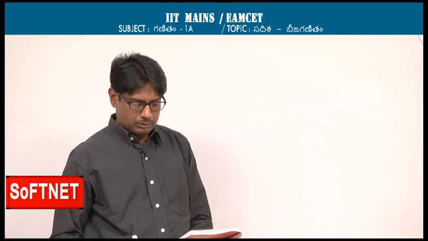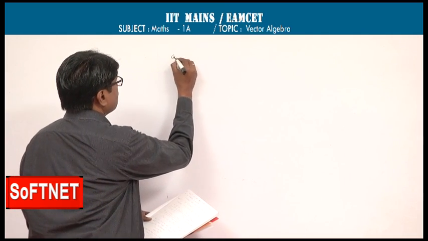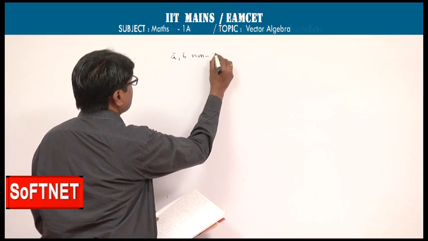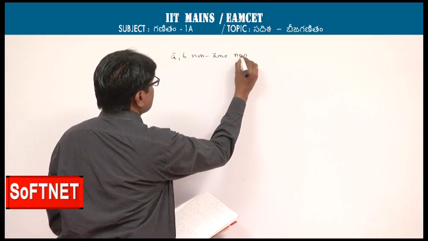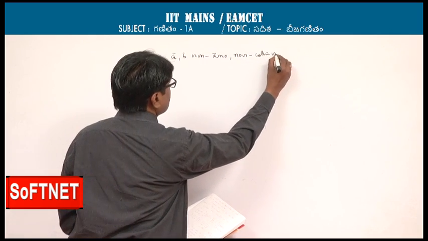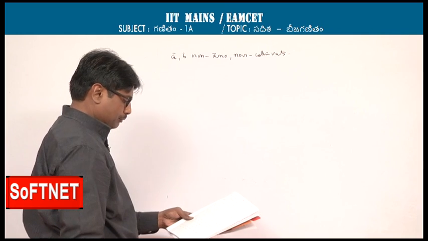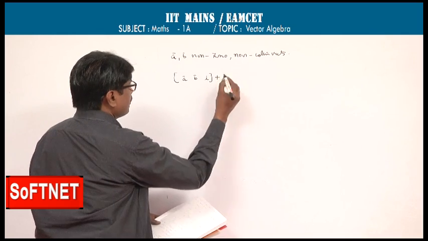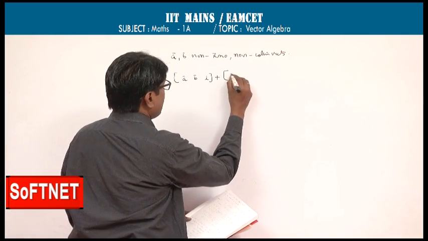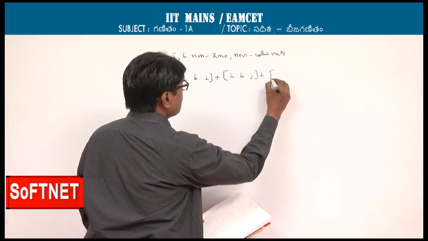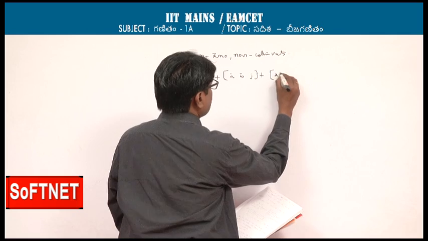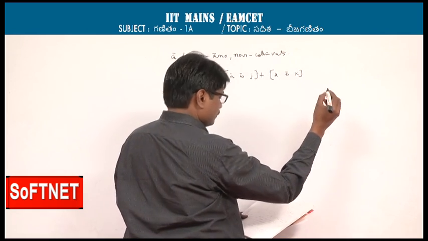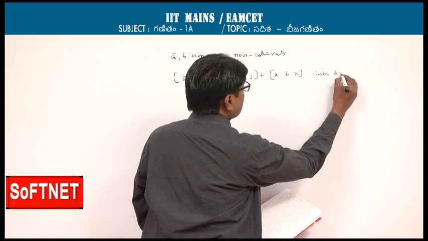A bar, B bar are non-zero and non-collinear vectors. Okay, then find the value of box of A bar, B bar, i bar plus box of A bar, B bar, j bar plus box of A bar, B bar, k bar in terms of A bar cross B bar.